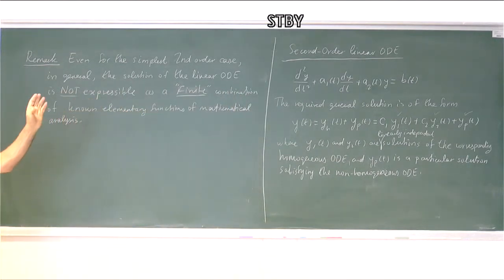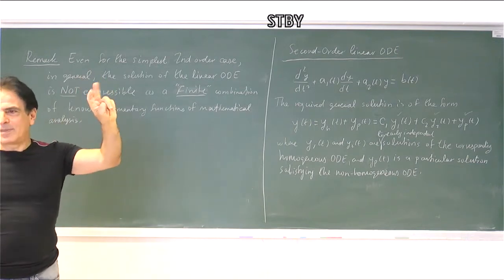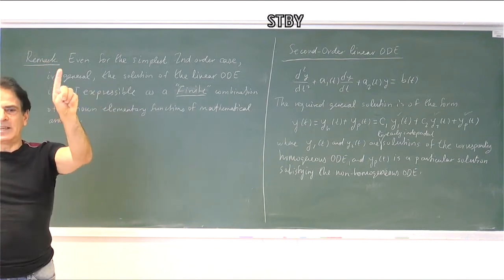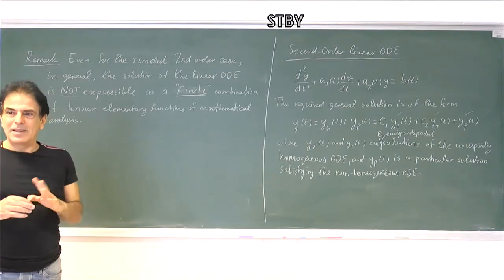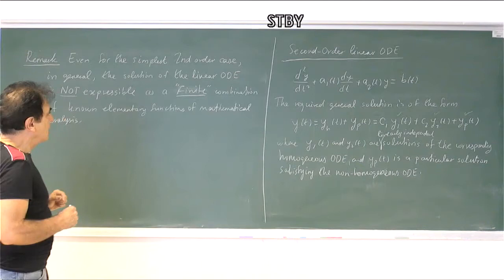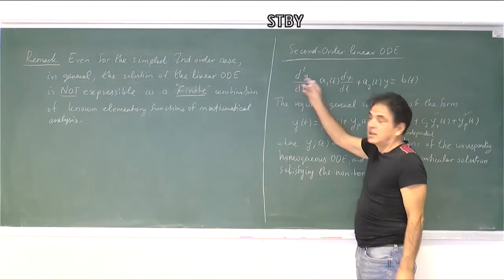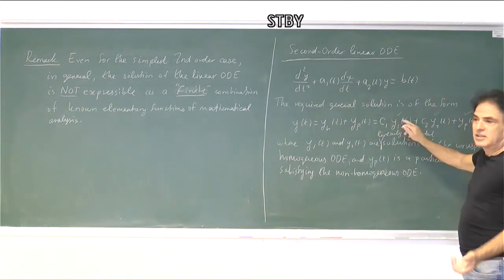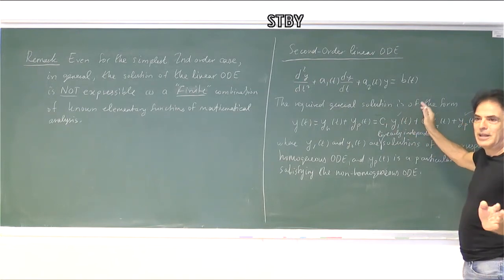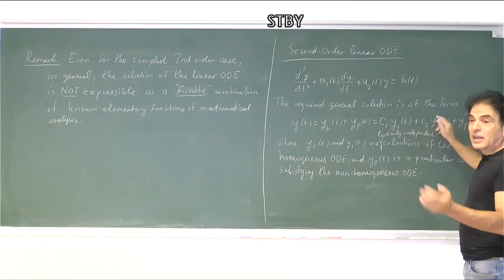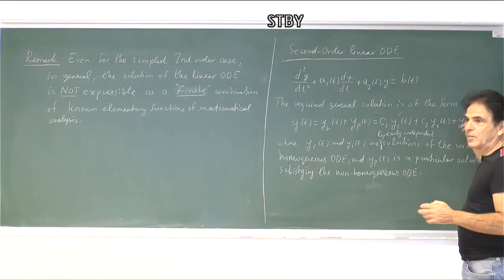In our previous example, remember that the two solutions are nicely t, which is a monomial, and e to power t, which is an exponential function. So the two solutions are very well known. But in general, this is not the case. And you shouldn't think that you are going to express the solution. Even for the second order case, it is not possible to express y1 as a finite combination of simple elementary functions. You may not express y2 as a finite combination of elementary functions. And this is true for yp as well, okay?